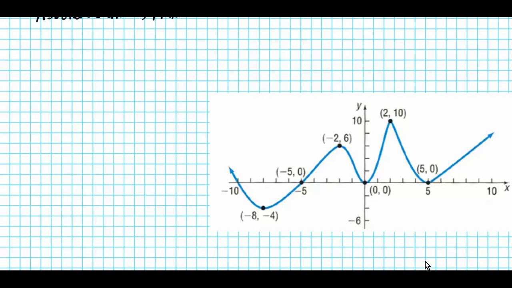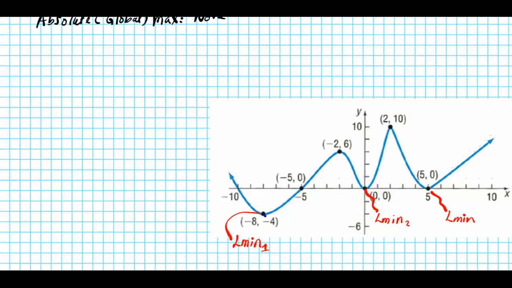Okay, now let's consider our local or relative minima and the absolute or global minimum. So we're looking at the valleys, the low points on this graph. Here, at this point, we have a local min as the first one. And then here we have a local min, second one. And here we have another local min. So we have three local minima in this function.